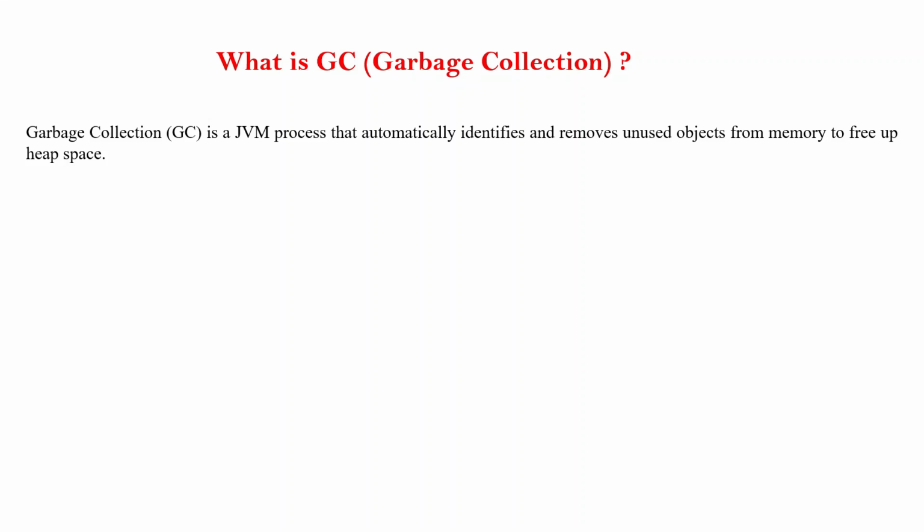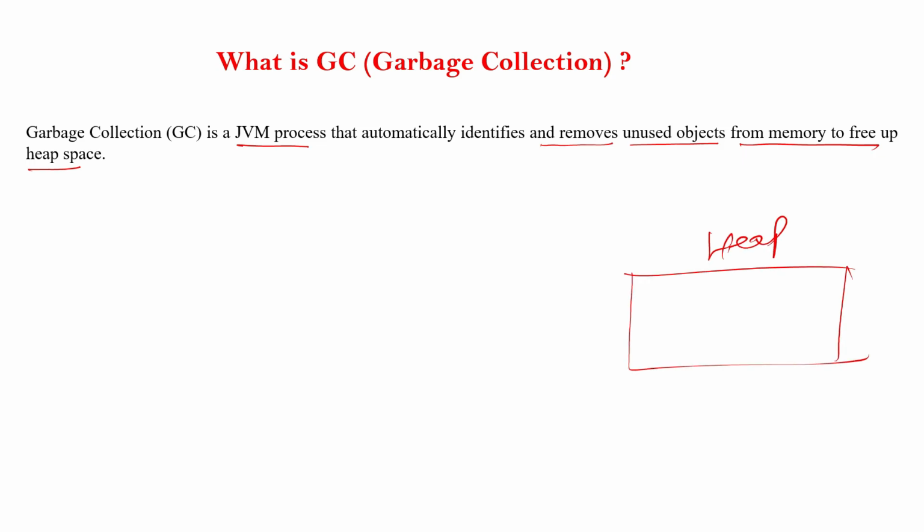Garbage collection is a JVM process that automatically identifies and removes unused objects from memory to free up heap space. Now, what we have learned about the heap: suppose that this is a heap. It is a small portion of the memory that we take from the RAM of your system. Suppose I have an OS with 16 GB of RAM. This is my RAM, and this is one of my WebSphere servers, with the name server_1. I have defined 4 GB of heap for this particular server.